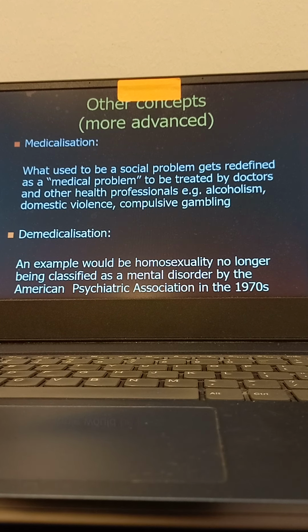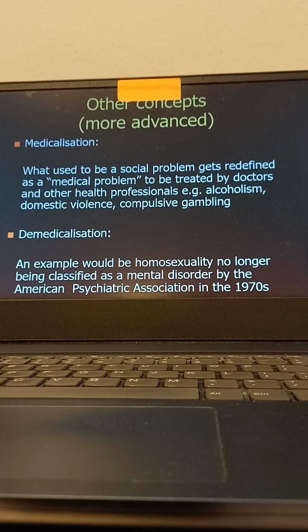Now, in medical sociology, there are also other concepts, right? Some are more advanced. What I mentioned earlier are the typical sociological variables. Now we have some more advanced concepts. One is called medicalization, and the other one is called demedicalization. Medicalization simply means what used to be a social problem gets redefined as a medical problem to be treated by doctors and other healthcare professionals. Example, alcoholism used to be seen as a moral failing of an individual. Nowadays more and more seen as an addiction, a health condition which can be treated.